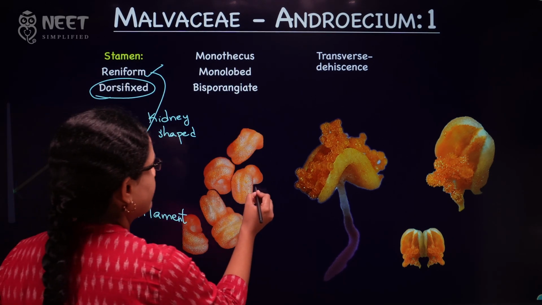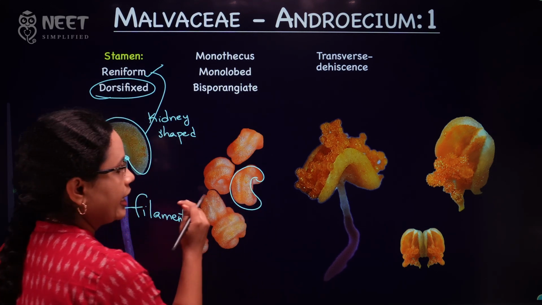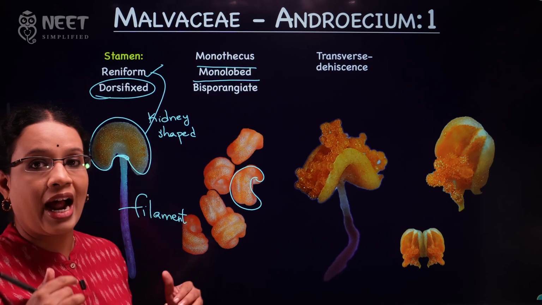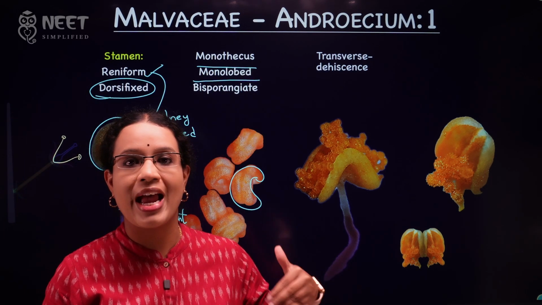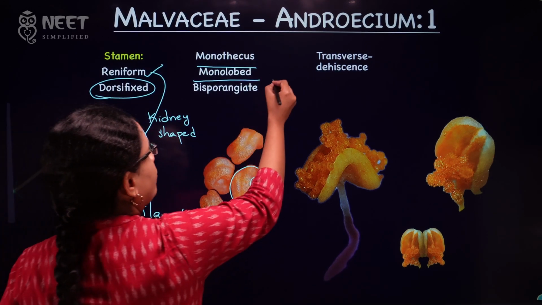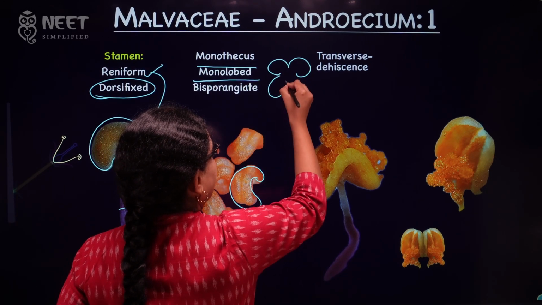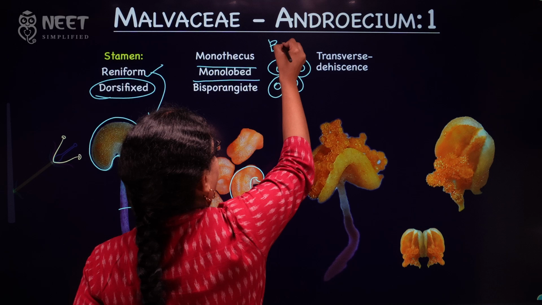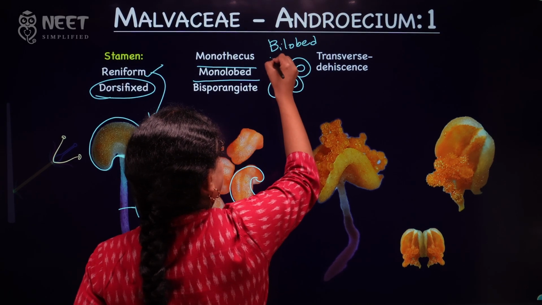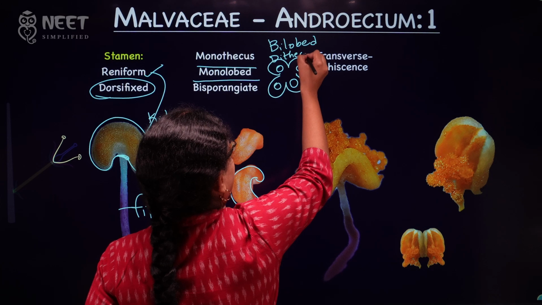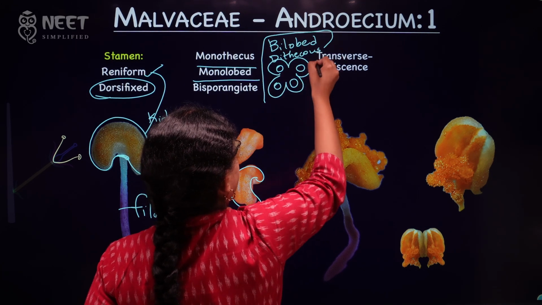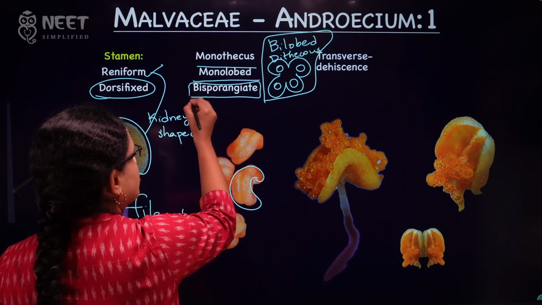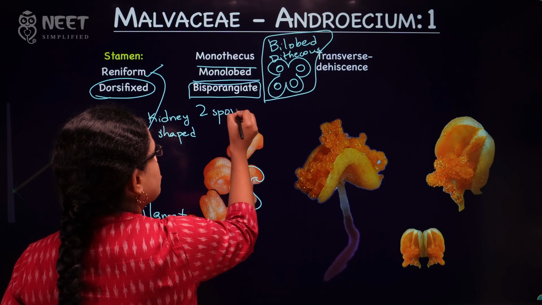Now coming to the anthers, you can clearly see in this image the kidney shape, and also you will see that these are monothecous and monolobed. Until now we discussed dithecous and bilobed anthers, which are going to have something like this. They are going to have 4 sporangia in them, if it is bilobed and dithecous. You are going to find a tetrasporangiate condition here. But in the case of Malvaceae, you are going to find a bisporangiate condition. There are only 2 sporangia here.